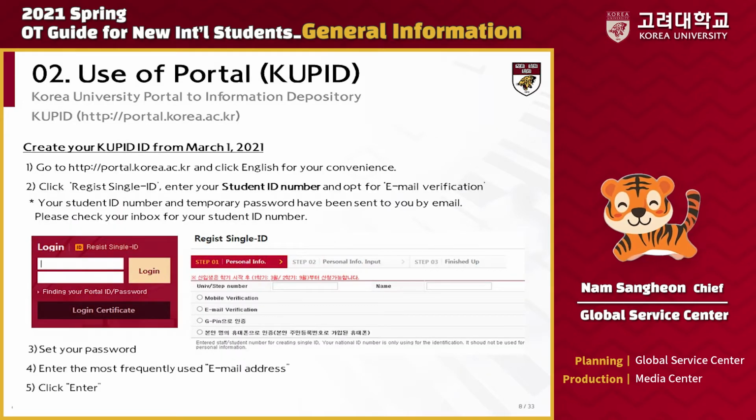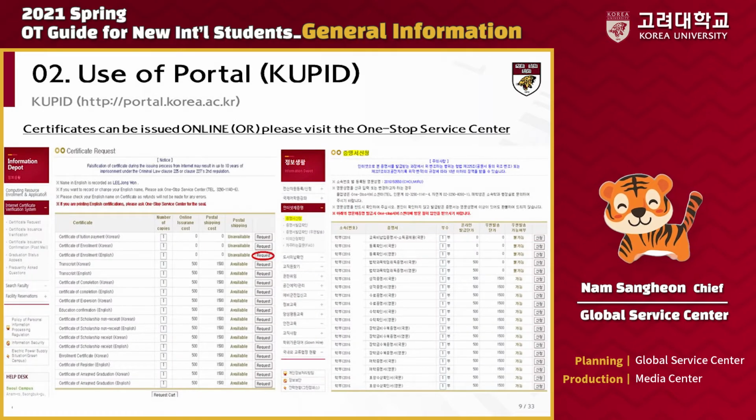You can create an ID and register starting from March 1st, as shown in this slide. And you can click English as the option for language for your convenience. Follow these steps on the screen and don't forget to opt for email verification to create an official ID and password. On KUPID, you can also get your certificates and different documents issued. And for your information, you can actually get these same documents issued at the One-Stop Service Center on campus by visiting in person as well.